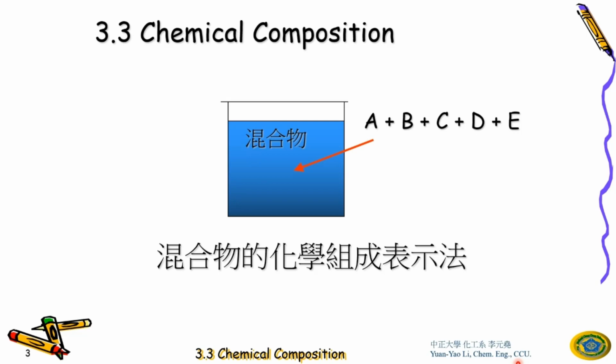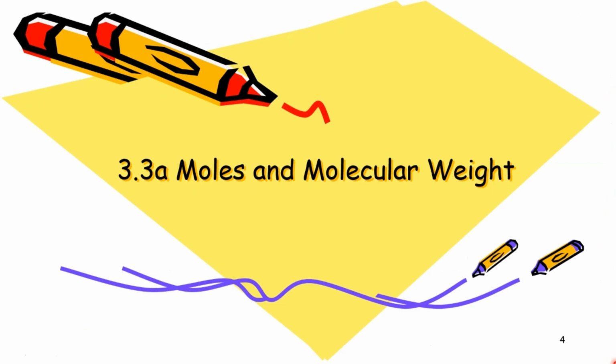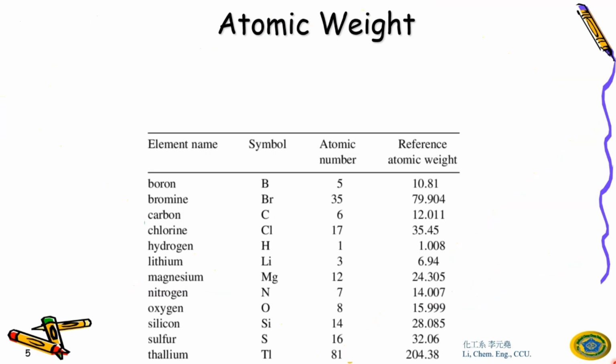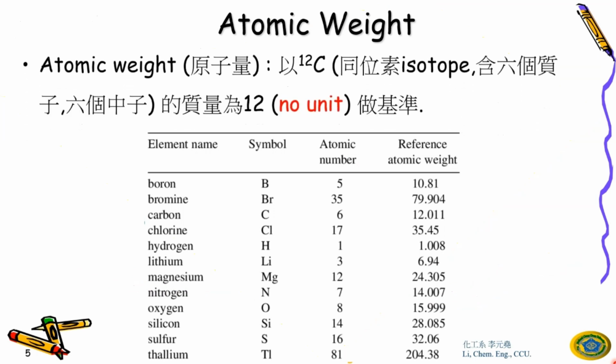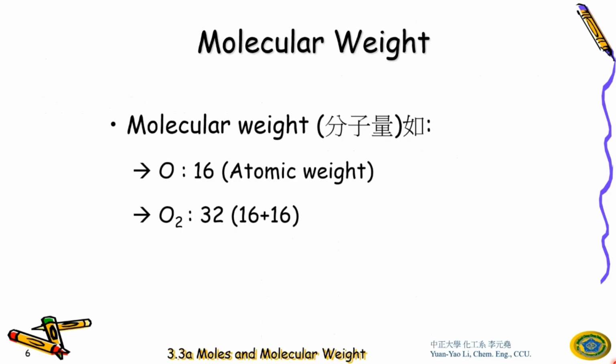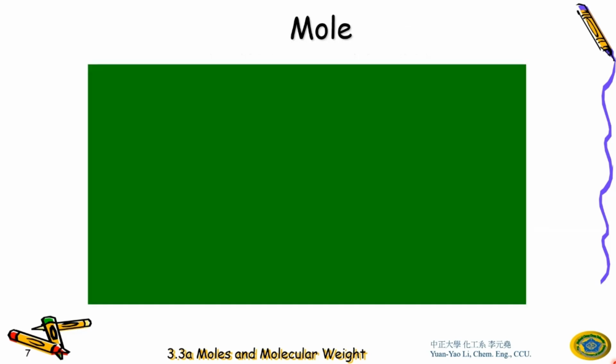Okay, so if we have a mixture of A, B, C, D, E, how do you express the composition? That's easy. First of all, let's do the mole and the molecular weight. So what's the atomic weight? Atomic weight is a definition, and I don't want to waste your time, so you know the atomic weight. How about molecular weight? Of course, you have atomic weight. You put the atoms together, they become a molecule. You know the molecular weight. No problem. So I'll skip this quickly.